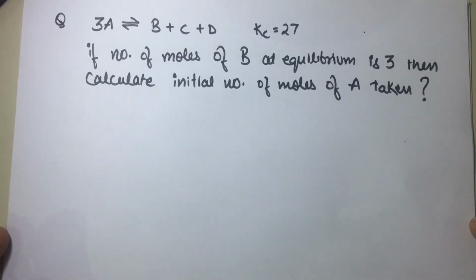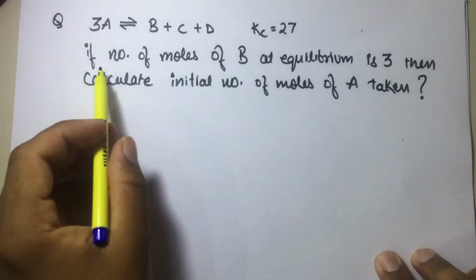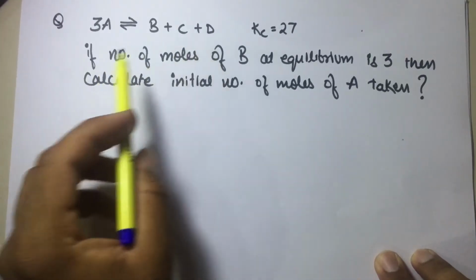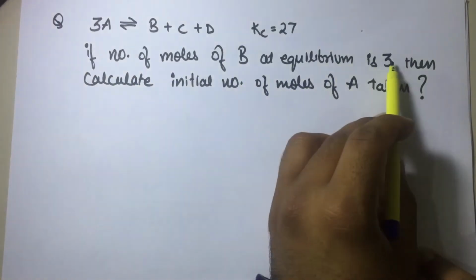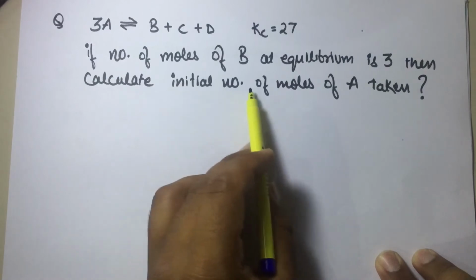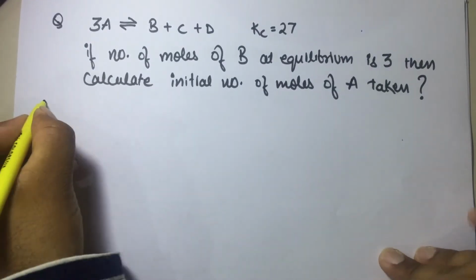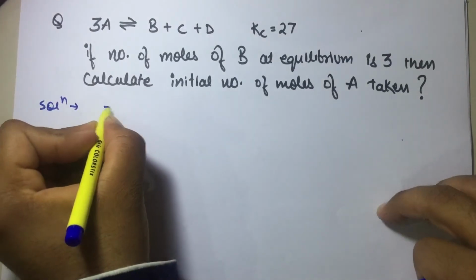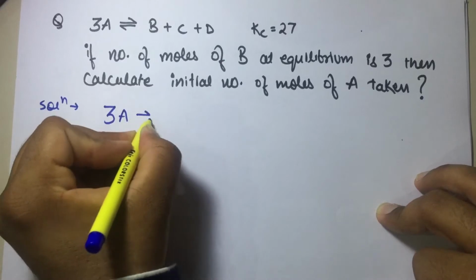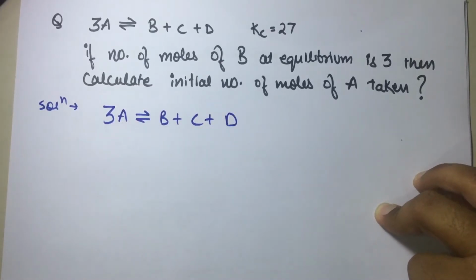Now suppose we have this question. Let me read out the question. Suppose you are given this reaction and the question says if the number of moles of B at equilibrium is 3, then calculate the initial number of moles of A taken. First of all, you always have to write the equation. Now the equation is 3A gives B plus C plus D.